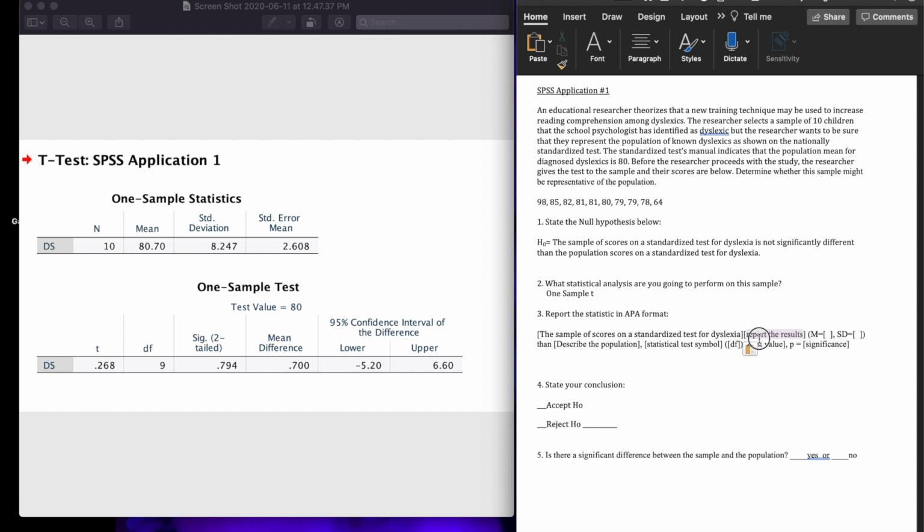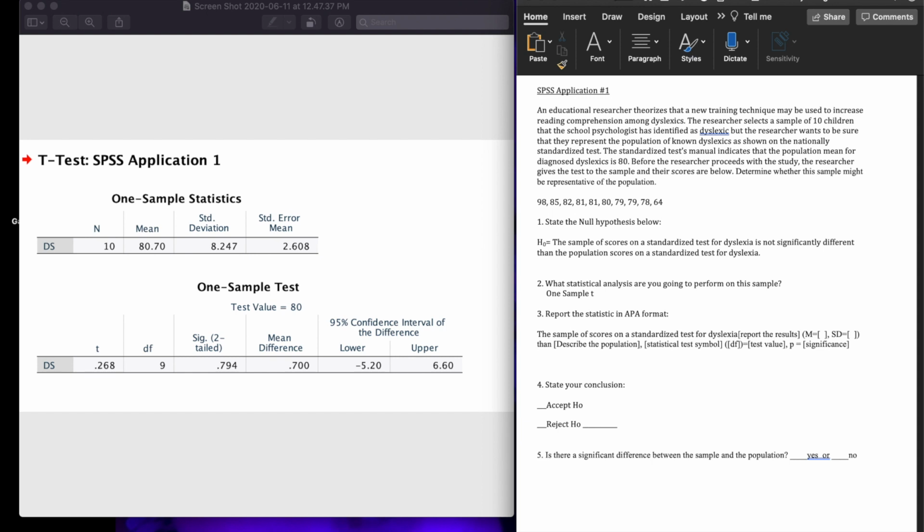We're going to report the results. So I am going to look at the given mean of 80 and the mean of our sample of these 10 students. And our mean is just slightly higher, not much at all. So the sample, I'm going to remove these brackets. We remove brackets, we keep parentheses.